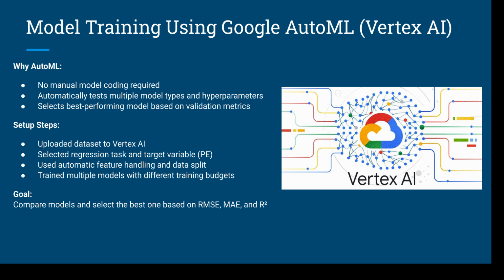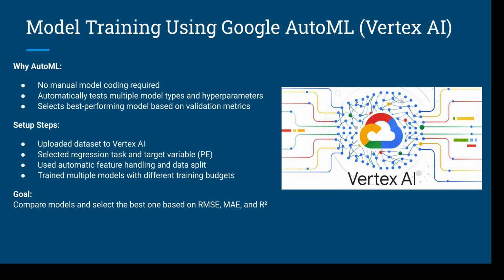So for the model training, I use Google Vertex AI AutoML for tabular data. I chose AutoML because it does not require writing code, and it automatically tests different algorithms and hyperparameters to find the best model. I uploaded the data set, selected regression as the task, and set PE as the target variable. All sensor readings were used as input features, and I used the automatic data split provided by Vertex AI.